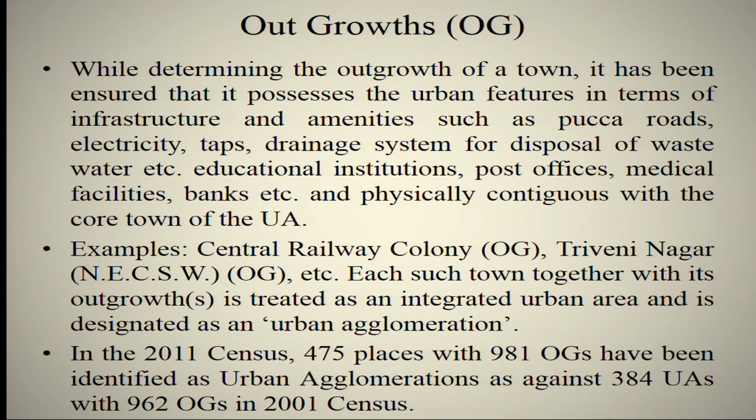Each such town together with its outgrowth is treated as an integrated urban area and is designated as an urban agglomeration. In the 2011 census, 475 places with 981 OGs have been identified as urban agglomerations as against 384 UAs with 962 OGs in the 2001 census.